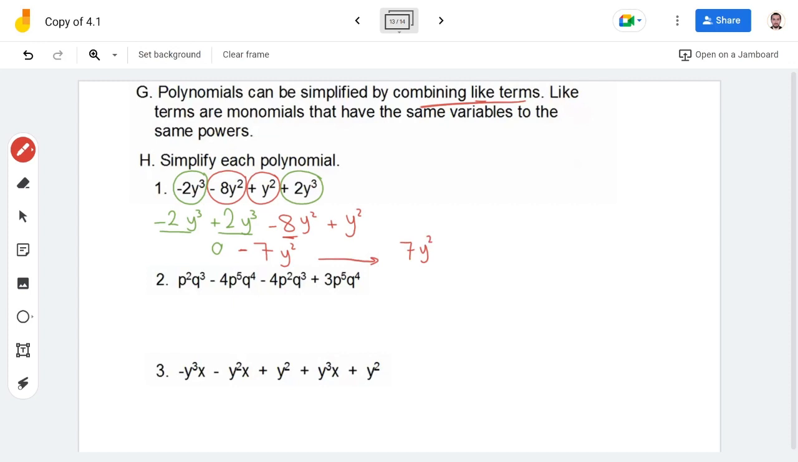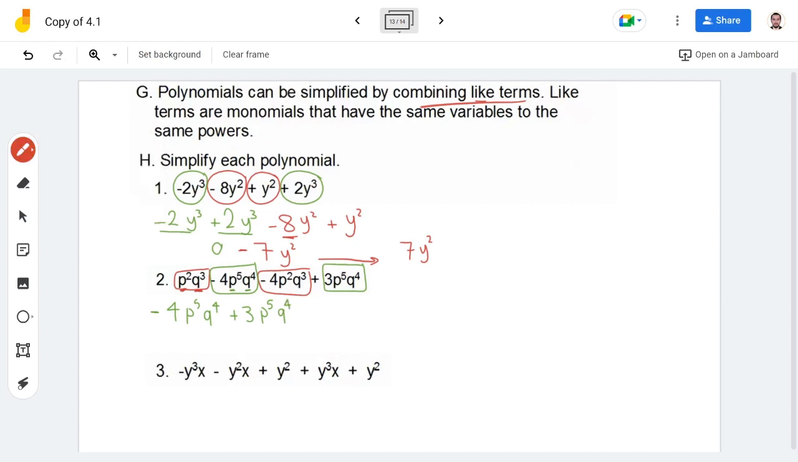Okay, good. Now let's simplify the other one here. So we have p to the power of 2, q to the power of 3. Here we have p to the power of 2, q to the power of 3. So we have same powers here. Look at this one here. This one, p to the power of 5, q to the power of 4, p to the power of 5, q to the power of 4. So now let's rewrite them here. Negative 4p to the power of 5, q to the power of 4, plus 3p to the power of 5, q to the power of 4.